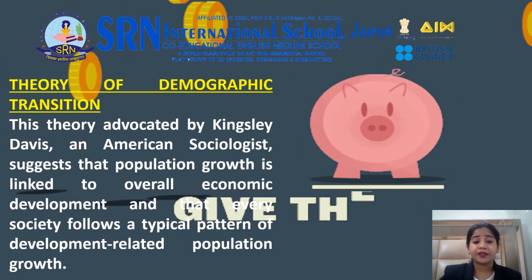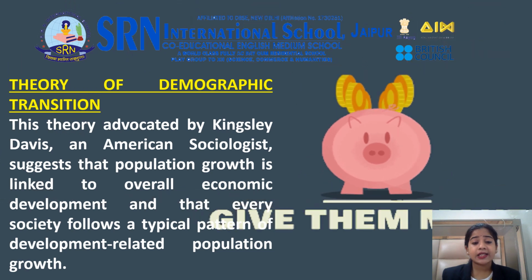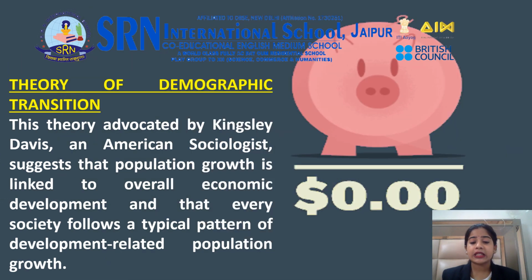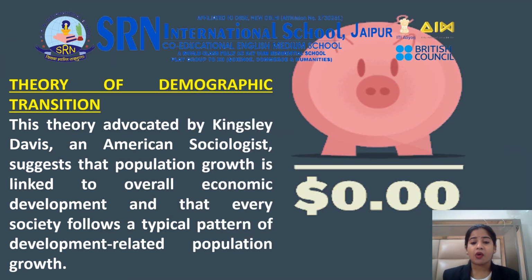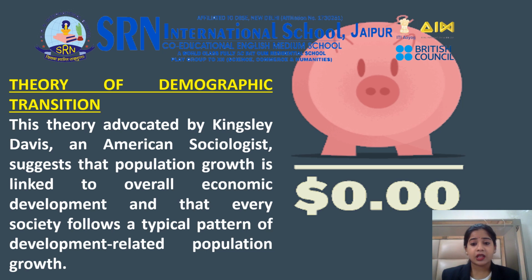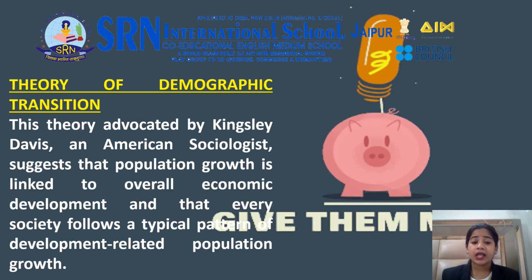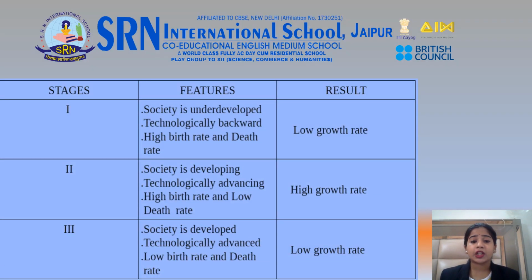Talking about another significant theory in demography, it is the theory of demographic transition. This suggests that population growth is linked to overall levels of economic development and that every society follows a typical pattern of development-related population growth. There are three basic phases of population growth. The first stage is that of low population growth in a society that is underdeveloped and technologically backward. Growth rates are low because both the death rate and the birth rate are very high, so that the difference between the two, or the net growth, is low.